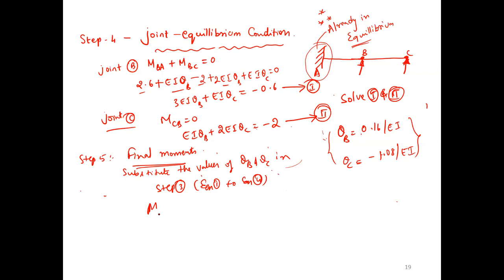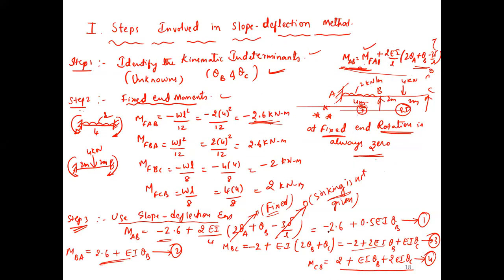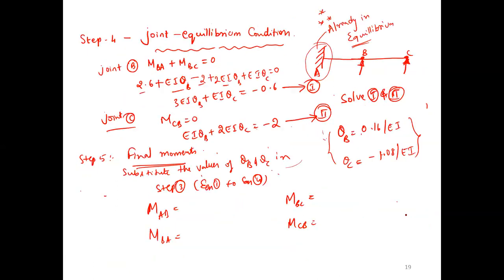Now tell me what is MAB? Substitute. What is MBA? What is MBC? And what is MCB? Here you are having the equation, right? MAB equals minus 2.6 plus 0.5 EI theta B. Theta B value is 0.16 divided by EI. You substitute and tell me the final answers. To check, MCB must be 0.